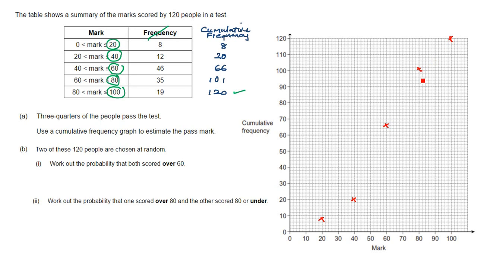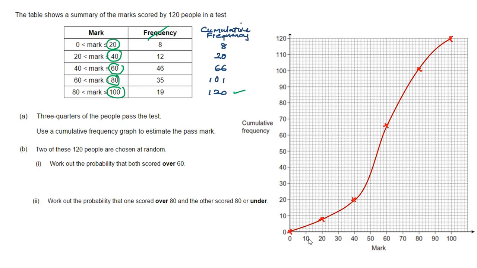Okay, so let's now draw that. Oh, and we'll draw it from here, because I don't think anybody got a negative mark. I don't know, but it seems unlikely. And so 0 is where we start from. Okay? So there we go. Pretty good, I think. That seems to be going through all of those marks.